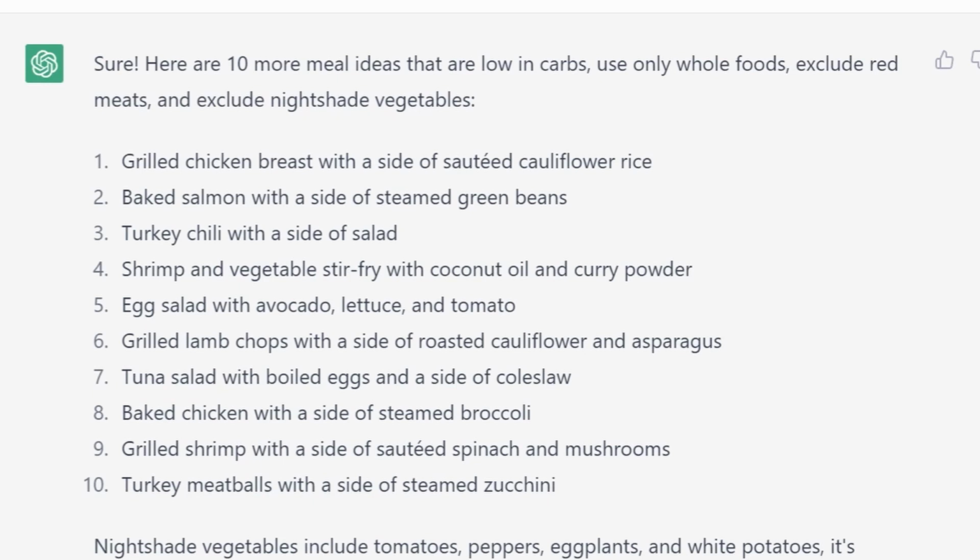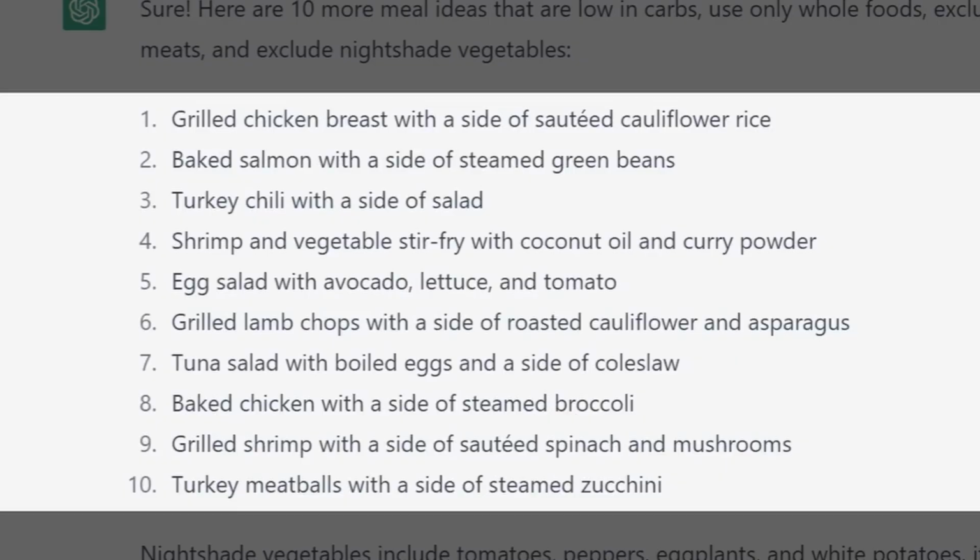So on the meat side, it gave me grilled chicken, baked salmon, turkey, shrimp, grilled lamb. So lamb chops, I'm pretty sure that's a red meat. Tuna, baked chicken, grilled shrimp, and turkey meatballs. So there was one red meat in there. And then on the vegetable side, I said no nightshade vegetables. Egg salad with avocado, lettuce, and tomato. That's a nightshade. So it gave me one of each.